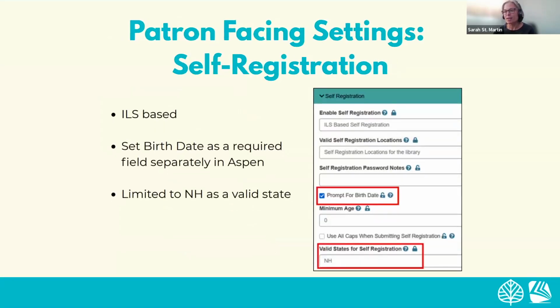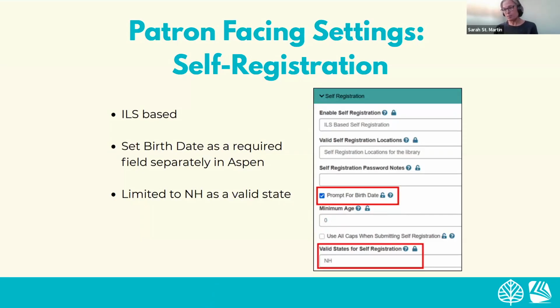In terms of patron-facing settings for self-registration, we do use the ILS-based. And what we found when we migrated was that there are several settings in Aspen that we have to set separately, even if they are already set in Polaris. So requiring a birth date is an example where even if it's set in Polaris, you do have to also check that off in the Aspen admin settings. And what we tried to do in general is to make sure that the desired setting is correct in Polaris and also in Aspen, even if they are separate. And this just ensures consistency across both systems.